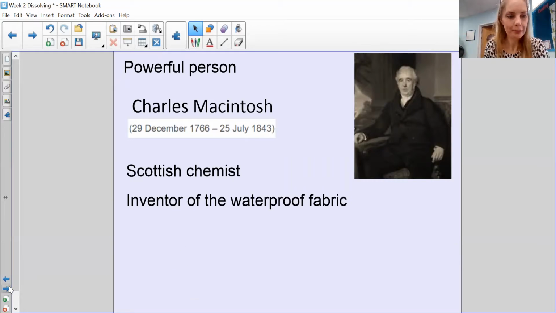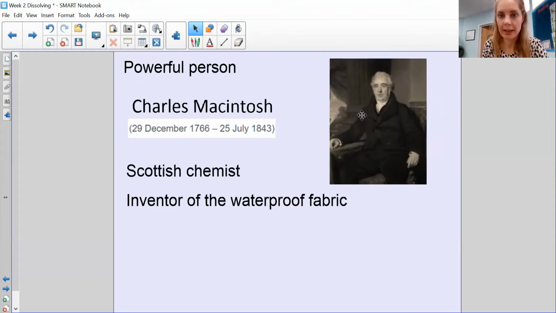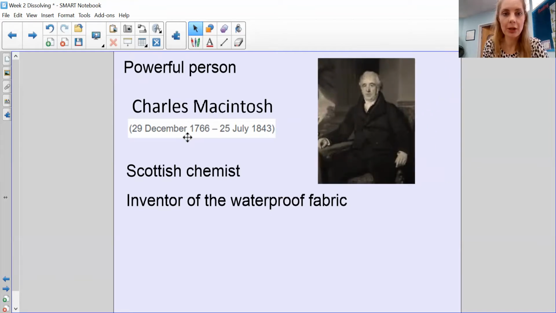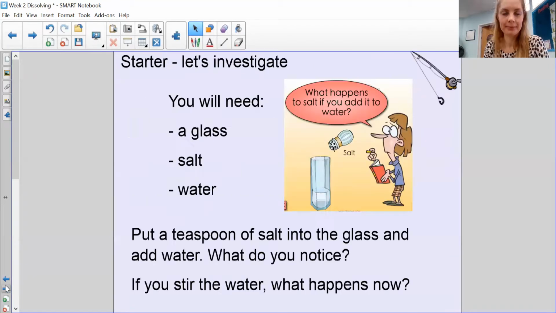Okay, and there's a picture of him. So he obviously lived quite a number of years ago. He was born on the 29th of December, 1766. Okay, so a very long time ago, in fact. And he then died on the 25th of July, 1843. Okay, so he lived to quite a good age. And there is a picture of him.